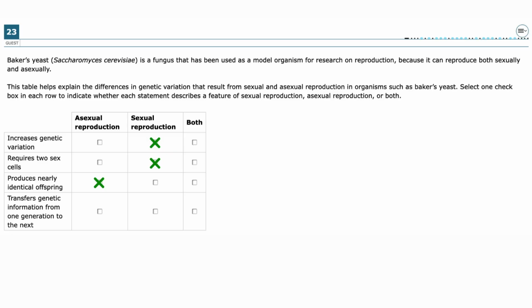The last one says, transfers genetic information from one generation to the next. The correct answer is, both asexual and sexual reproduction pass on genetic information to offspring. Even if the process is different, both ensure that genetic material is transferred from parent to next generation. This comparison helps highlight the key differences and similarities between how organisms reproduce and how that affects genetic diversity.